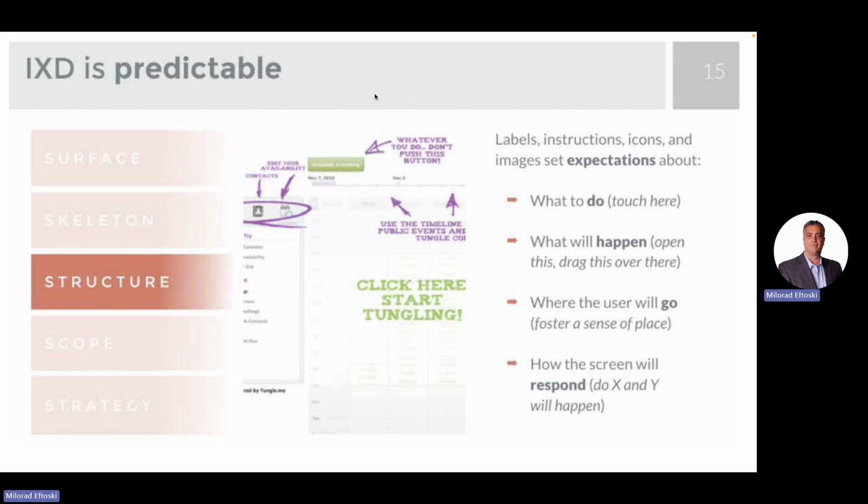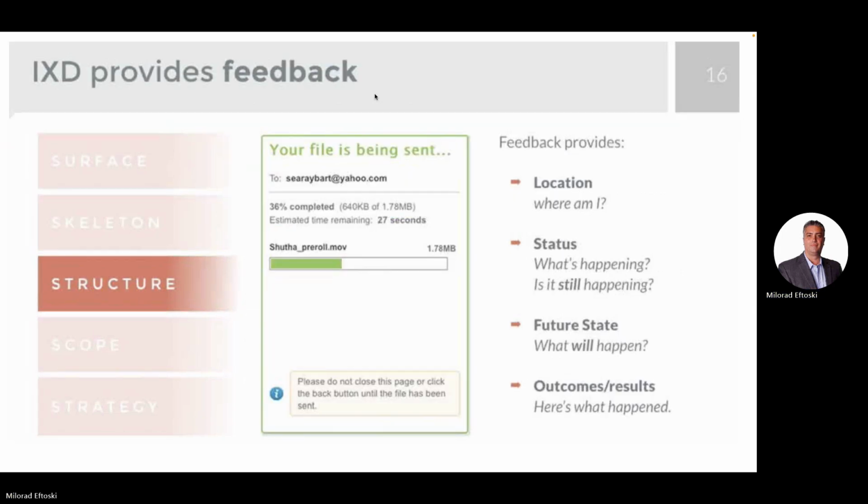Other examples: labels, instructions, icons, images, set expectations, what to do, touch here, what will happen, open this, drag this over there, where the user will go, foster a sense of place, how the screen will respond, do X and Y will happen. So another way to inform these predictions.